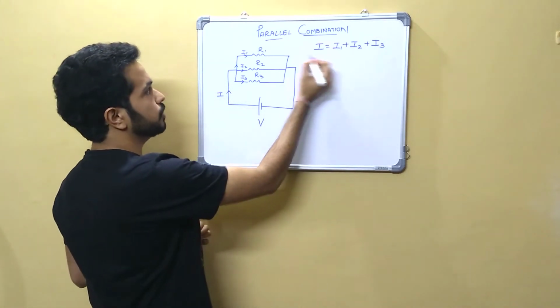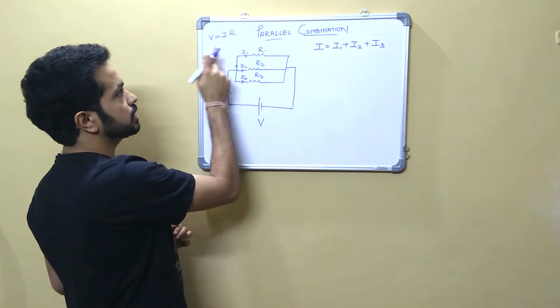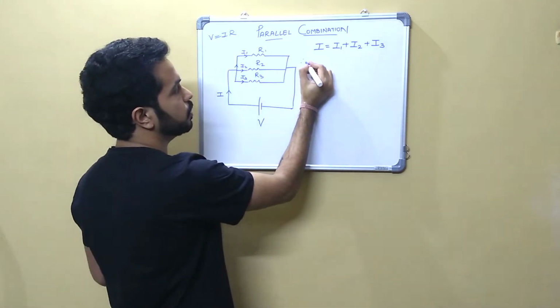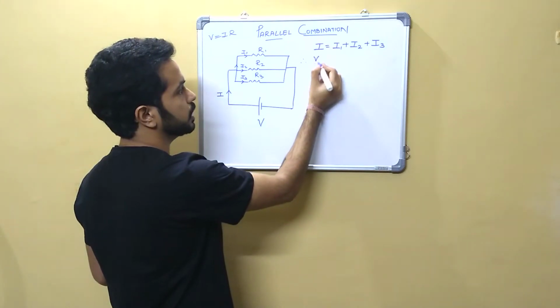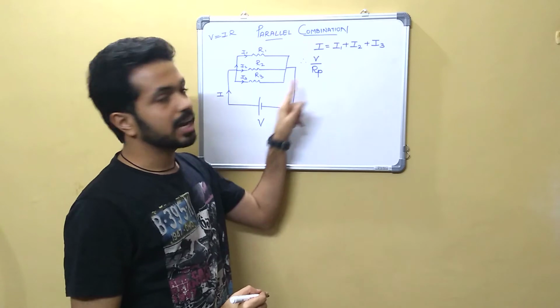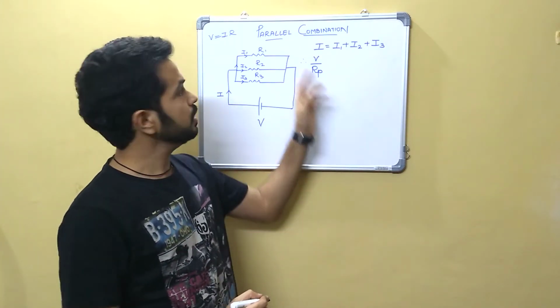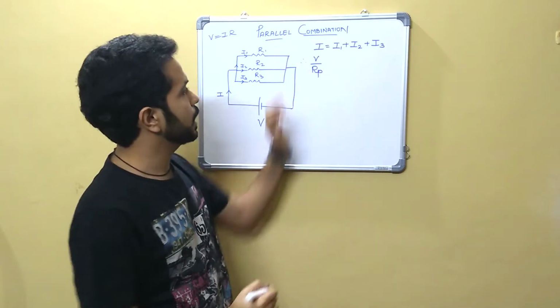As per Ohm's law, if you remember, Ohm's law says V is equal to IR. So I can say I is equal to V upon R. So therefore, I can say total current is total voltage upon total resistance. Over here I have written RP because that represents the equivalent resistance in parallel combination. P for parallel over here.